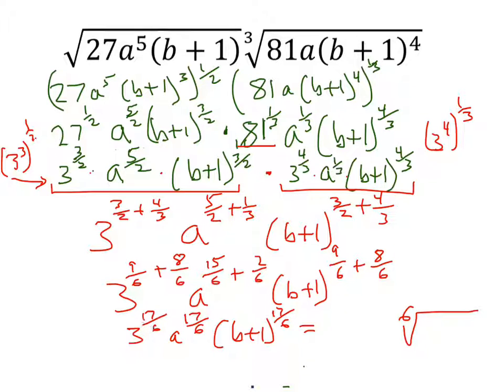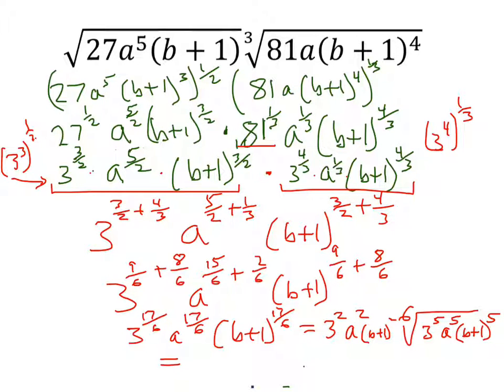17 divided by 6 is, well, the biggest we can get in there is 2 6s. So that would be 3 to the 2nd power, and because this is like 2 and 5/12, we'll leave 3 to the 5th behind. And then we have the same story here: a to the 2nd, and a to the 5th gets left behind, and then b plus 1 squared, and left behind b plus 1 to the 5th. And I put those all in their 6th root there, and we're pretty much done.